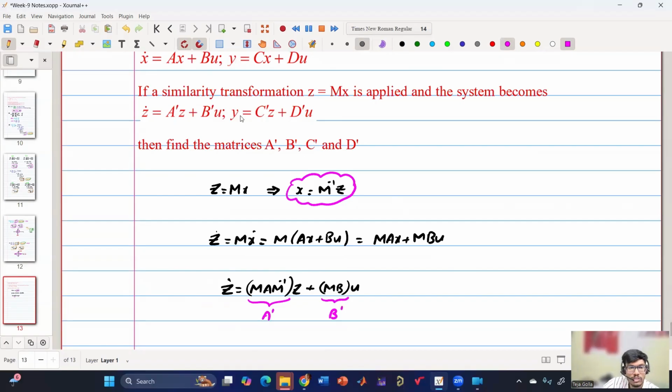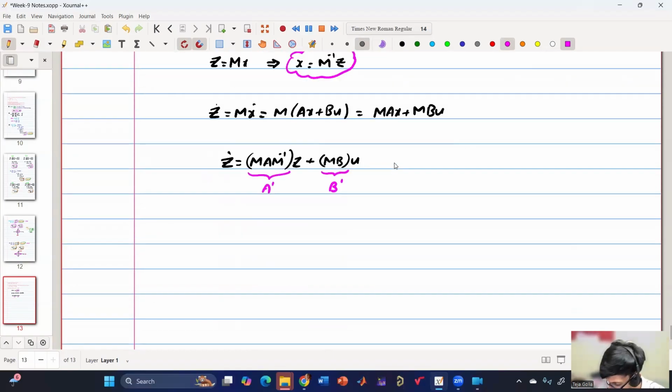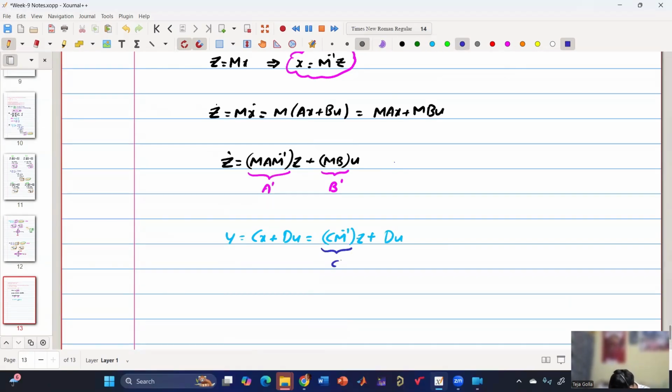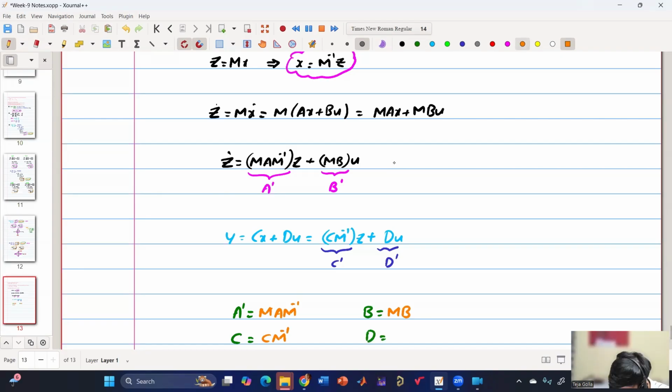Simple. And then y equals C dash Z plus D dash u. We have y equals Cx plus Du, and x is nothing but M inverse into Z. So we have C M inverse into Z plus Du. With this, this is my C dash matrix and this is my D dash matrix. So my A dash is M A M inverse, and my B dash is M into B. My C dash is C M inverse, and my D matrix will remain the same, it is nothing but D.